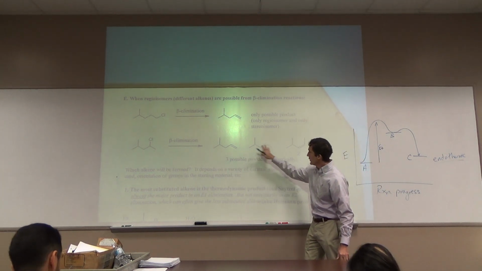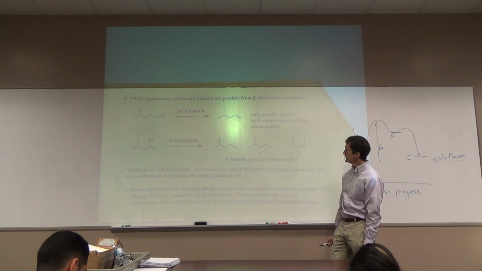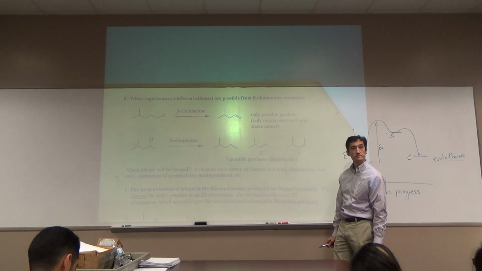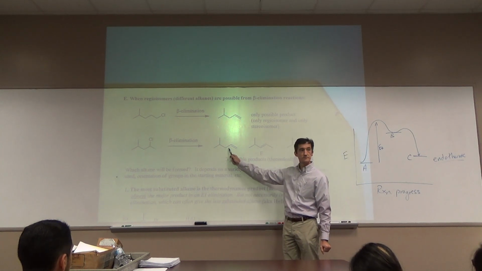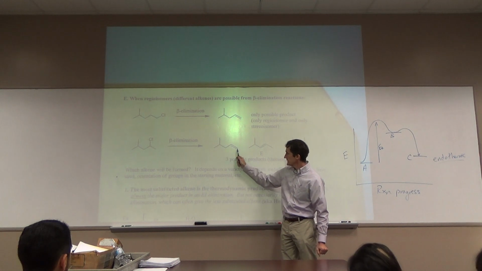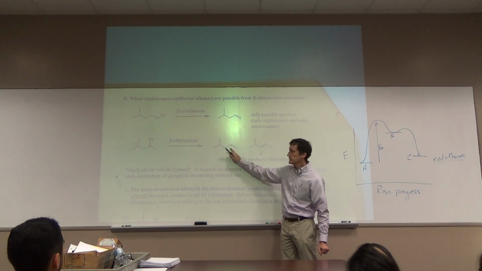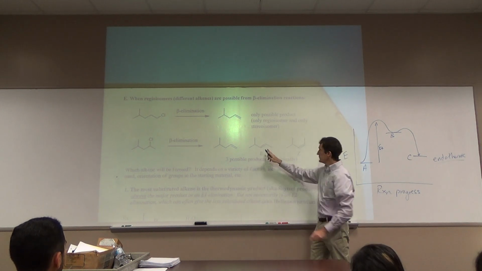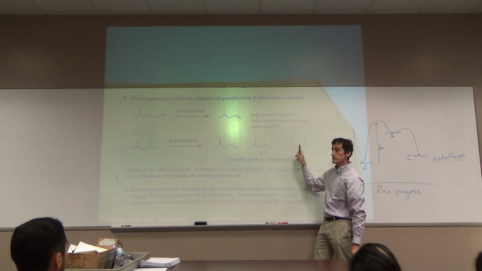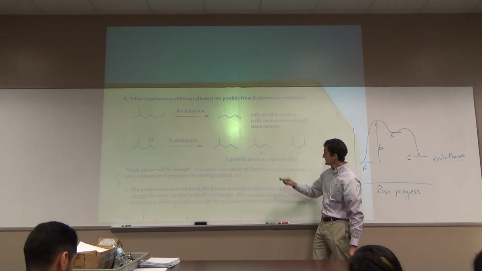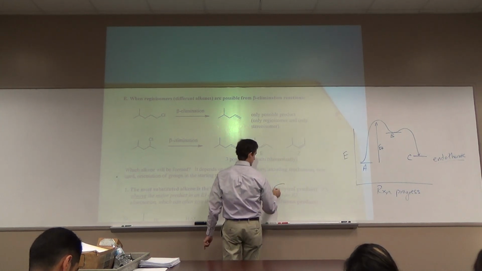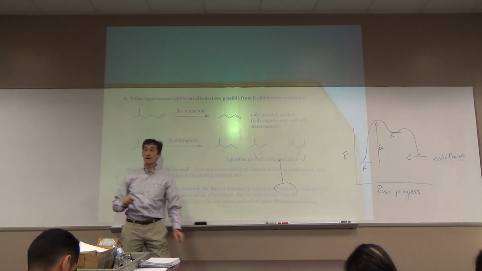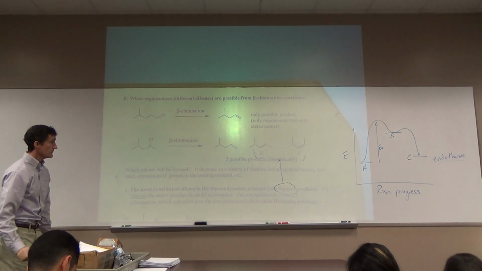So look up here. Which one of these three is the Zaitsev product? Or is it more than one? Is that the Zaitsev product? No, that's the less substituted alkene. It's only got one substituent, one carbon substituent. These alkenes have two carbon substituents. So there's two of them. They're both more substituted. These are your Zaitsev products, okay? But the Zaitsev products have stereoisomers, right?